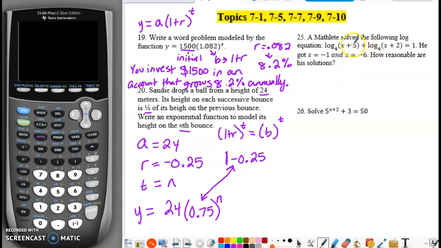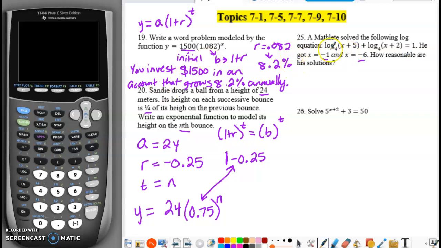Looking at 25, it says a mathlete solved the following log equation: log base 4 of x plus 5 plus log base 4 of x plus 2 equals 1, and he got x equals -1 and x equals -6. And it says how reasonable are those solutions. So basically, what they're asking is, are these solutions extraneous or are they real solutions? And so we just need to double check both of these solutions.